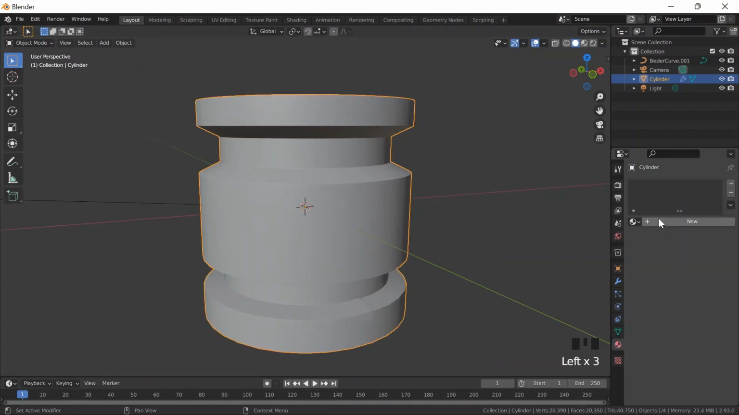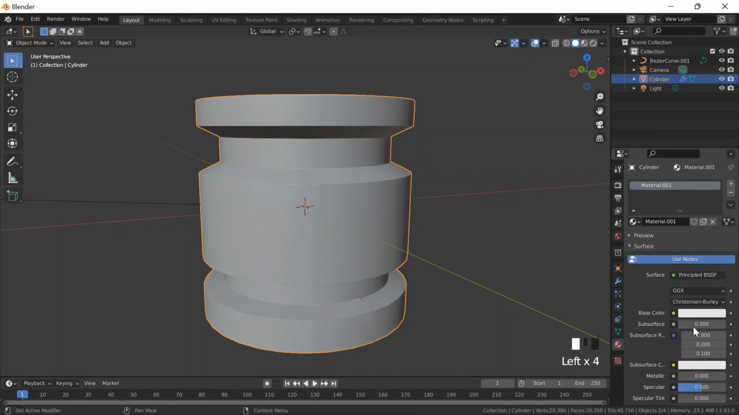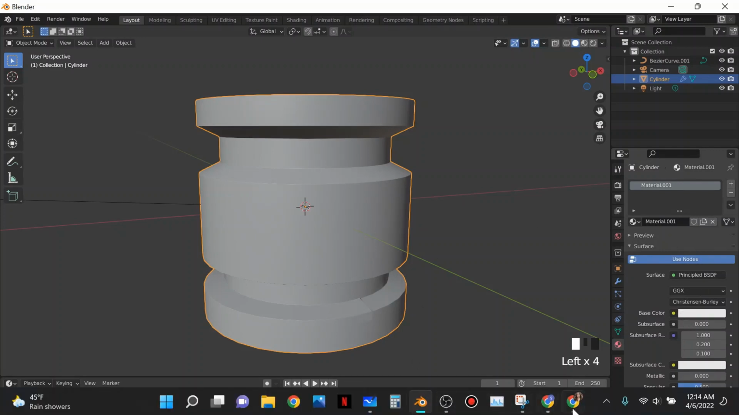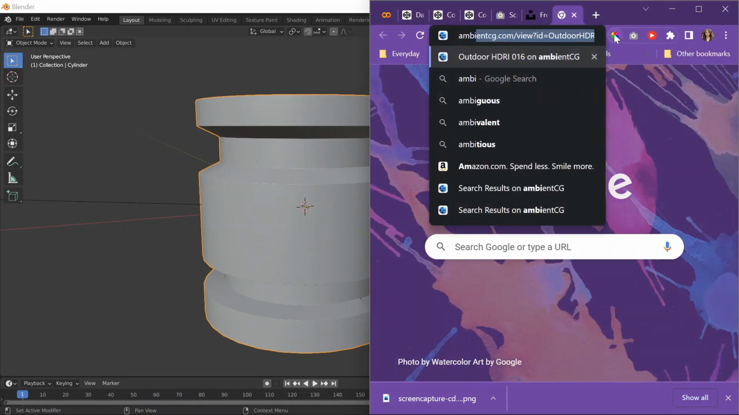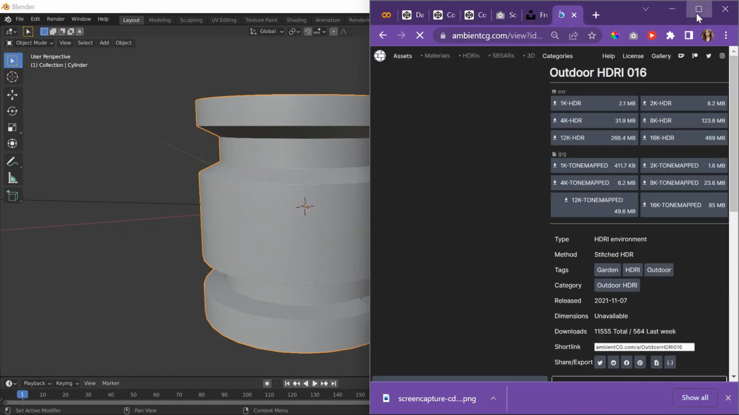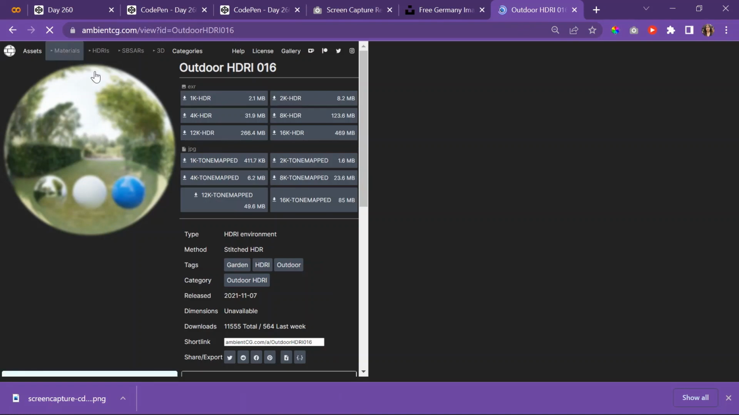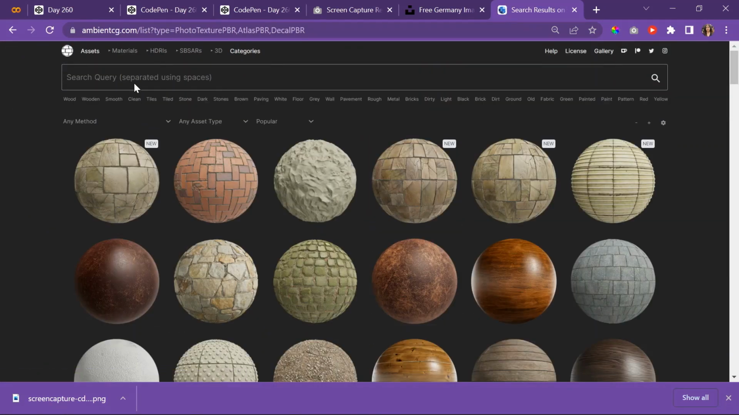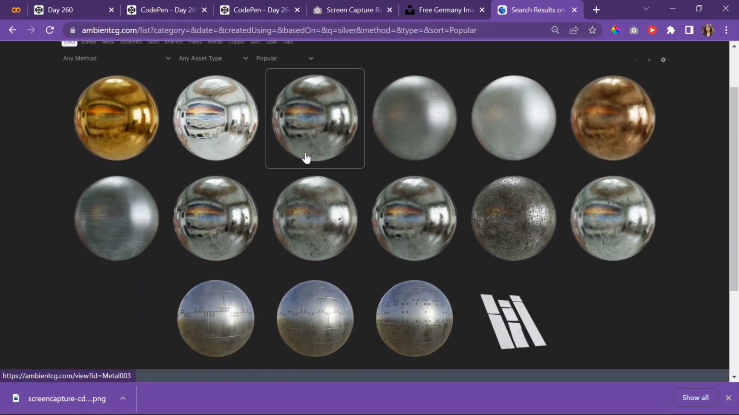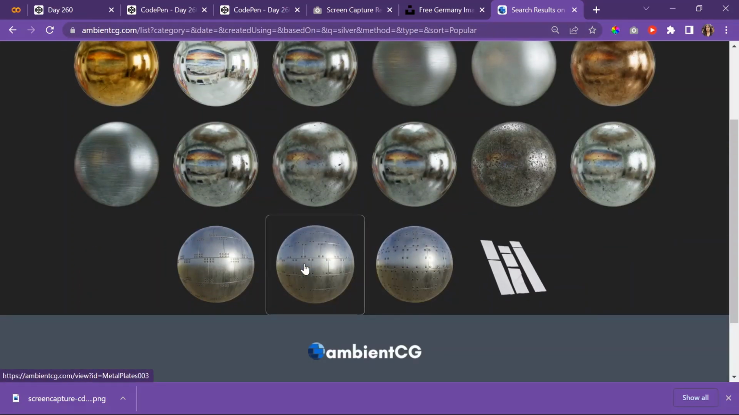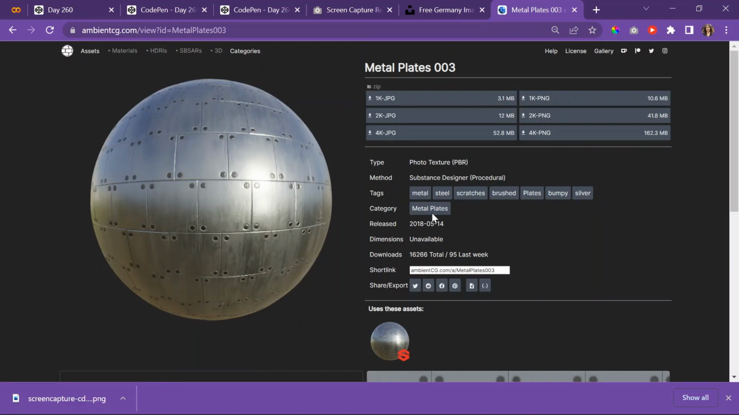Okay, and then I'm going to add a material. I'm just going to add a color because I don't have any silver material and I don't feel like downloading it because it takes several hours. Actually, let's do that because I want to do something cool today. So let's go to ambient CG, materials. I want silver. Oh, I like this. Nuts and bolts. Okay, let's download 2K PNG.